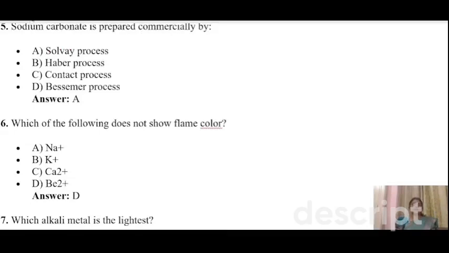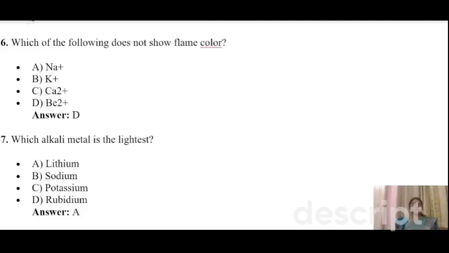Sodium carbonate is prepared commercially by which process? The Haber process is used to prepare ammonia. The contact process is for sulfuric acid. The Bessemer process is a metallurgical process. The Solvay process is the right process used to prepare sodium carbonate. Therefore, the answer is the Solvay process.